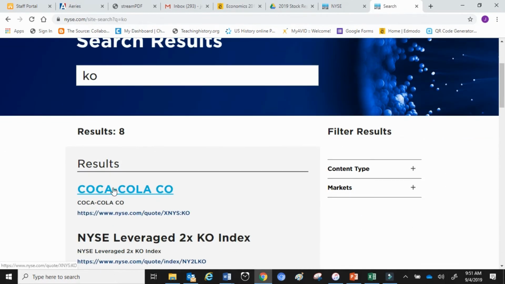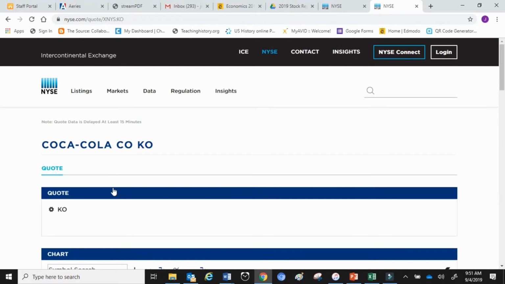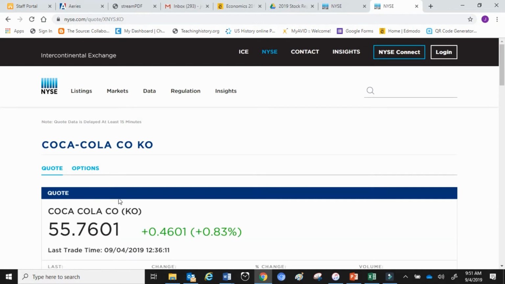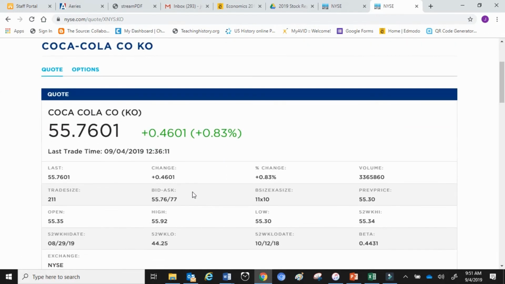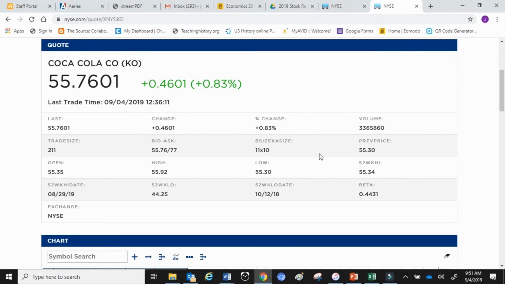So Coca-Cola right here, very popular stock. People do like to do Coca-Cola. It comes up all the time. You'll see right here at the top of Coca-Cola, they're giving you the current quote. They'll tell you the last time it traded, which this is in Eastern time, so it's 3 hours ahead, and what its last trade was. You don't want any of this information. It's not going to help you at all for this report. None of this.